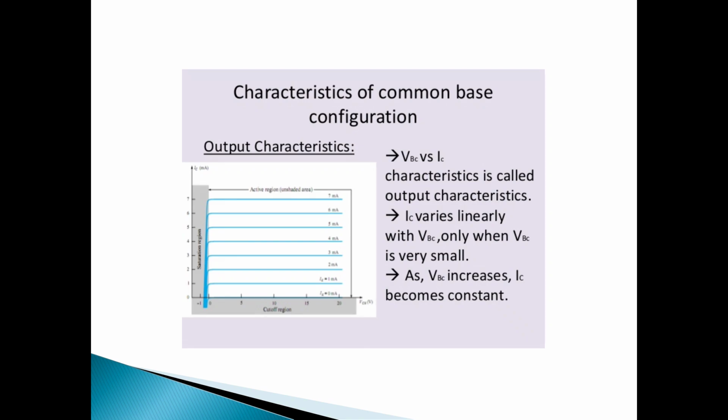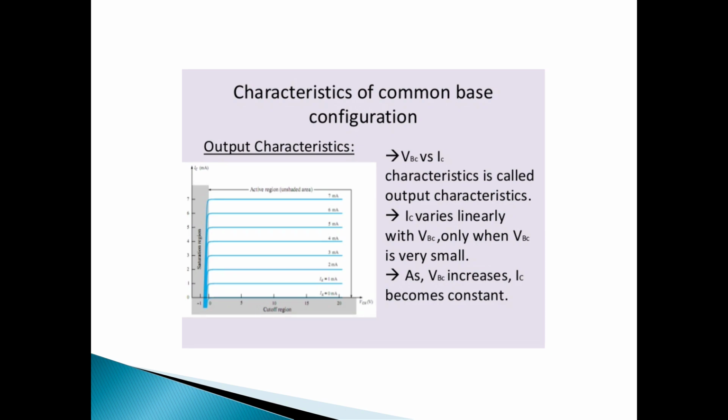While in the saturation region, both the junctions being in the forward bias mode, we can see it is going down towards the left of the graph. While in the cutoff region, both the junctions being reverse biased, the value of current is 0, that is both the values of the current are 0.